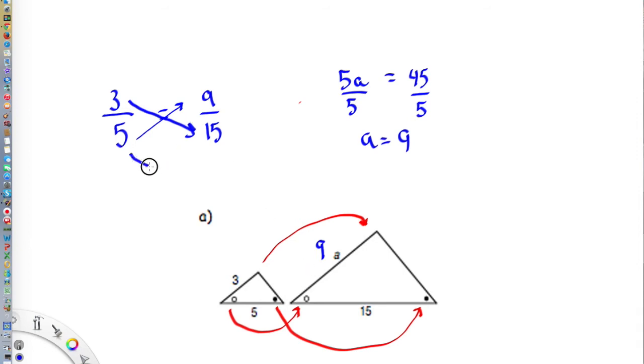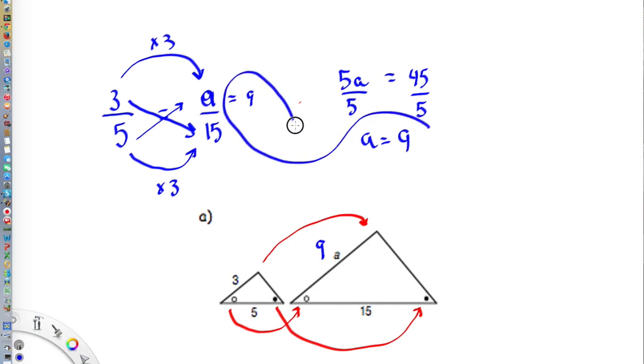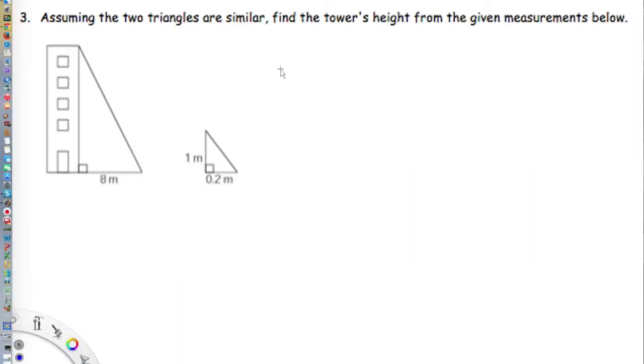Now, some of you might have wanted to do something like this: to make these two ratios equivalent, when I went from 5 to 15, I multiplied by 3, so I would also have to multiply my numerator by 3, and A would have to be equal to 9. Either way, for these two triangles to be similar, side A would have to be 9 to keep the corresponding sides proportional to one another.